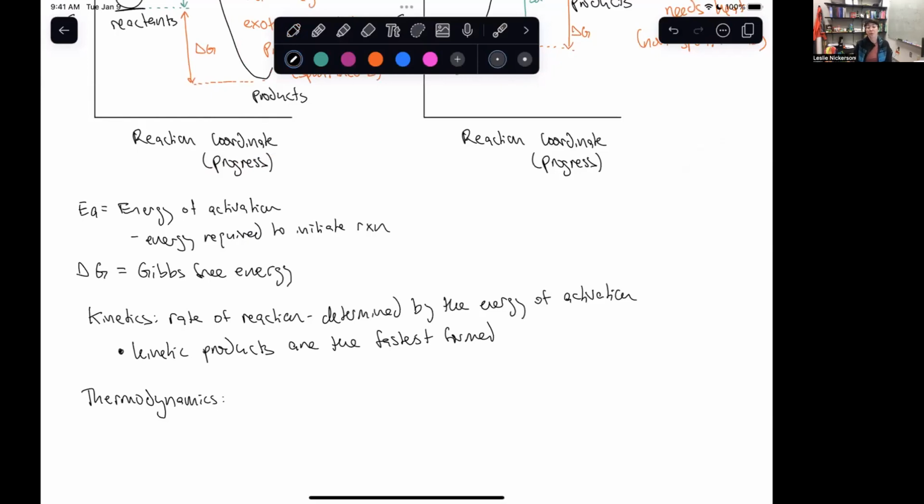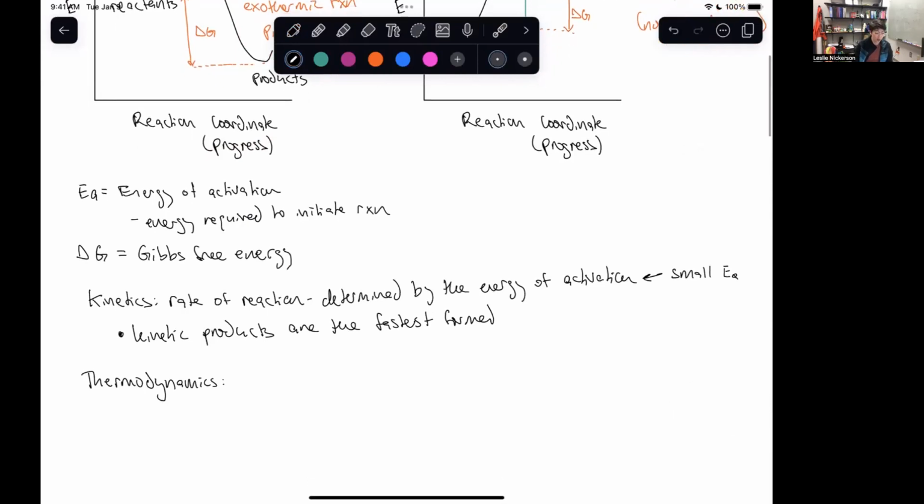Okay, so you're looking for which product is going to have the smallest energy of activation, because that's going to be the quickest one to get over. So we're really looking for small Ea here.